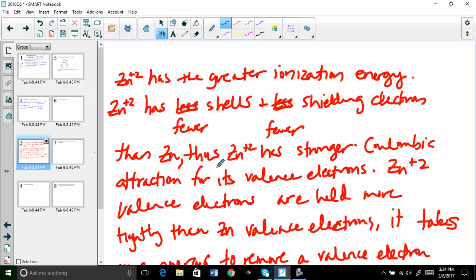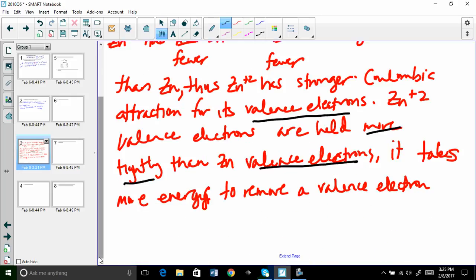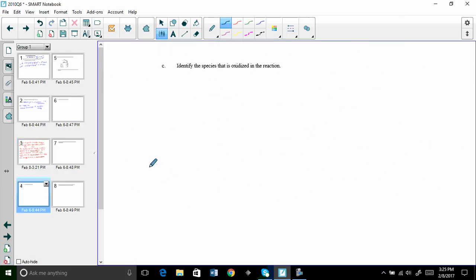So thus the Zn plus 2 has stronger coulombic attraction for its valence electrons. Zn plus 2 valence electrons are held more tightly. By the way, you could say zinc ions and zinc atoms, then zinc's valence electrons, and then again valence electrons. And probably should have another linking word in here. So it takes more energy to remove a valence electron. Over and over and over again, talk about valence electrons. All right, number 3, enough said.